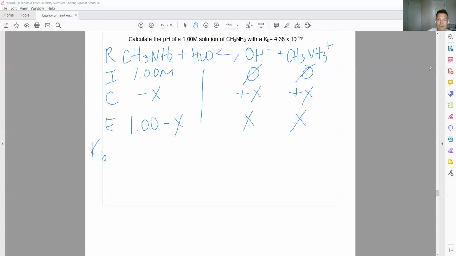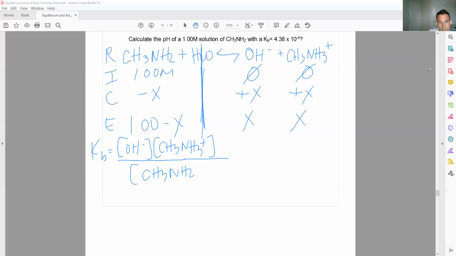Now, instead of doing a Ka, I'm doing a Kb here. But same thing: concentration of the products raised to their coefficients divided by concentration of reactants raised to their coefficients. Remember, solids and pure liquids are not included, and that's another reason why we put a line here, because we don't want to include water. So it's going to be the hydroxide ion concentration times the other ion's concentration over CH3NH2.